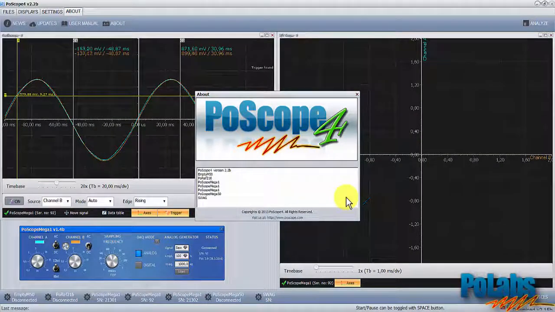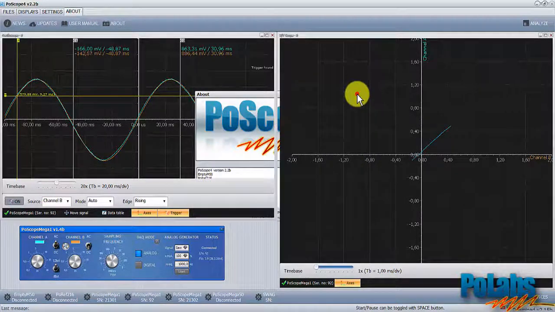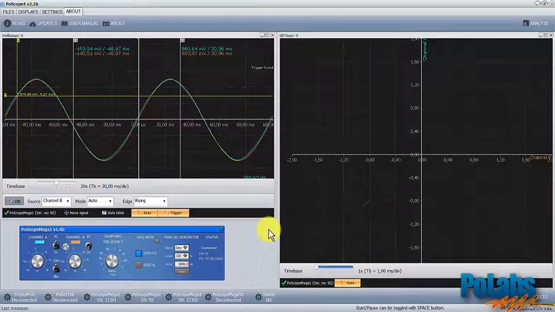In this video, we will show you how to use the XY mode display. In order to do that, we have connected two synchronized function generator outputs to channel A and channel B of our Mega 1 device. With this setup, we are going to create some basic Lissajous patterns. You can find the XY scope under the Displays tab.